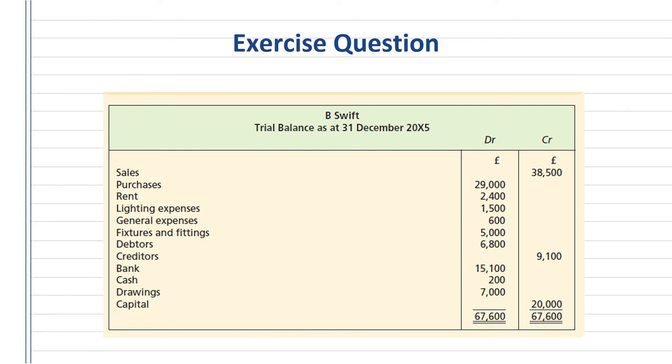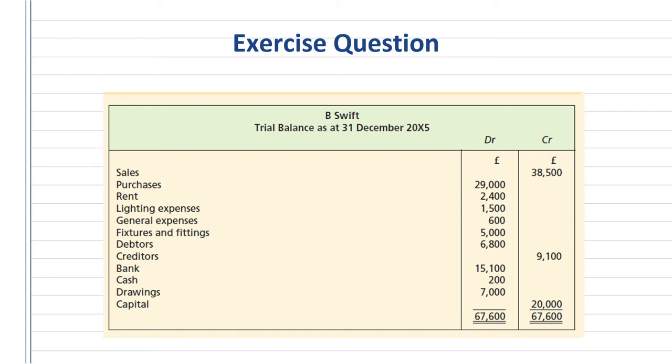Now trial balance. Over here, first you have to see what are the accounts that you will take to your income statement. Mostly it will be revenue or expenses. Sales, revenue, yes. Purchases, expense, yes. Rent, expense, yes. Lighting expense, general expense. Fixtures and fittings. Okay, you might be thinking fixture and fittings should be added, and I understand your point. It's perfectly fine, you are doing really well, but fixtures and fittings won't be added because they are your asset. They are accounts of balance sheet.